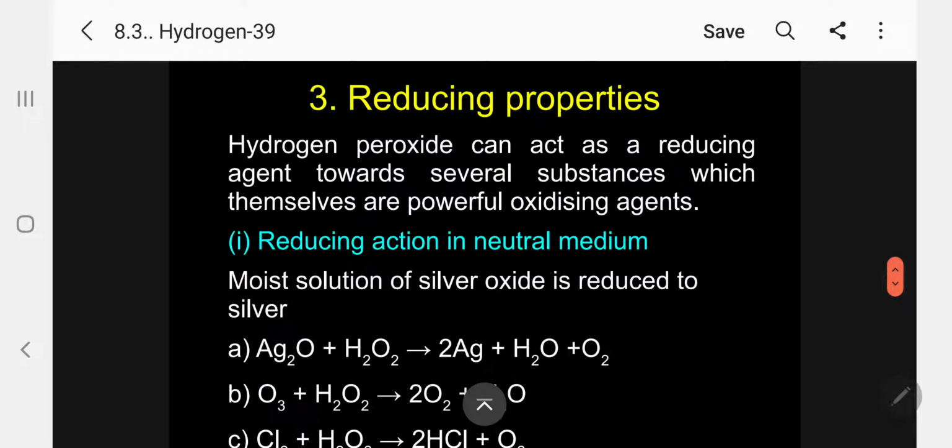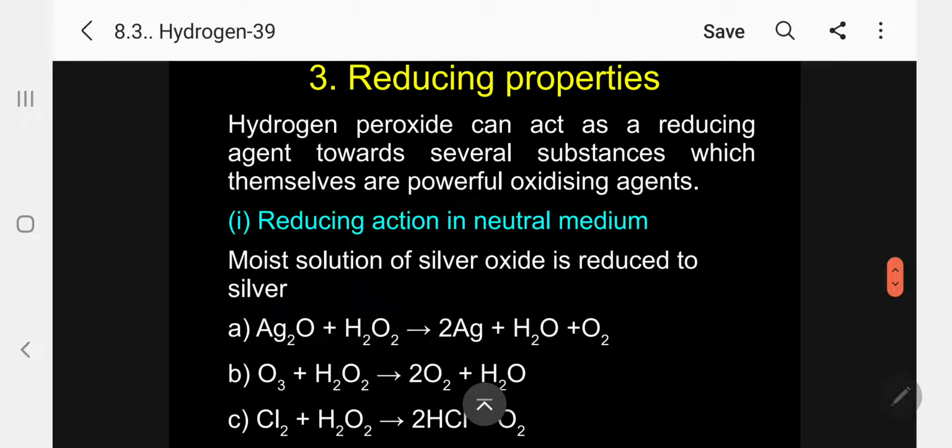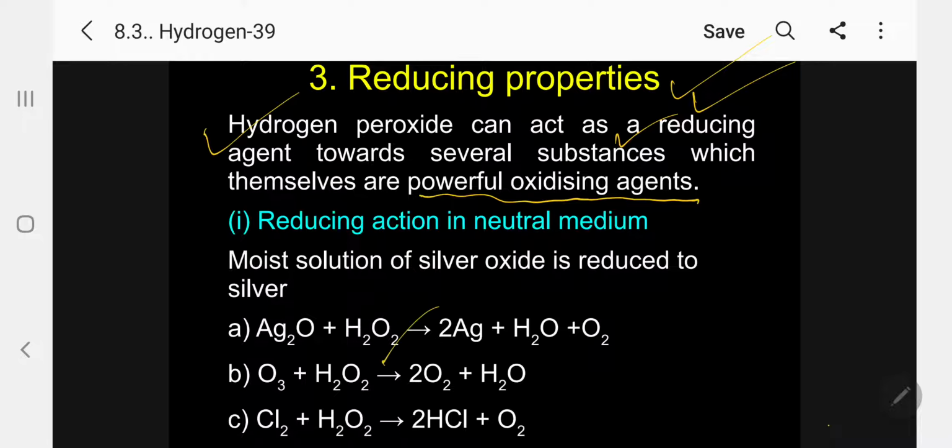Now let me come to the reducing property. First, action of heat. Second, we have discussed the oxidizing property. Third, reducing property. That means hydrogen peroxide will reduce. Hydrogen peroxide can act as a reducing agent towards several substances which themselves are powerful oxidizing agents. So if they are powerful oxidizing agents, then hydrogen peroxide will act as a powerful reducing agent.